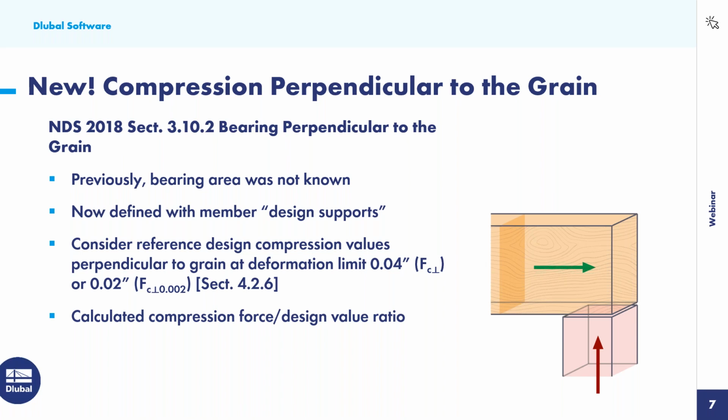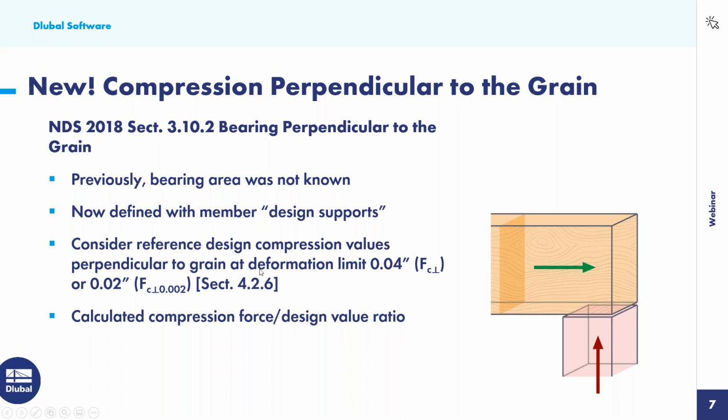So you want to refer to the NDS section 4.2.6 because it is important here that we consider the reference design compression values perpendicular to the grain depending on the member's material. And the NDS has done some various studies to limit the deformation of these members and materials to 0.04 inches to come up with the design compression value.